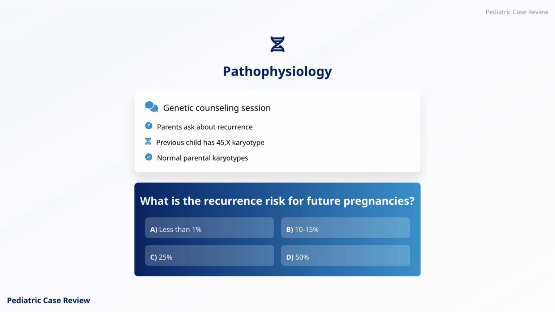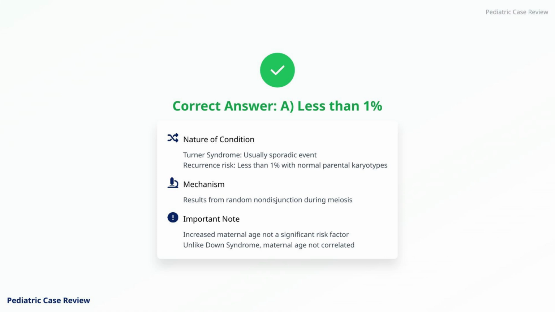During a genetic counseling session, parents ask about recurrence risk. Their previous child has 45X karyotype and parental karyotypes are normal. What is the recurrence risk for future pregnancies? Option A, less than 1%. Option B, 10 to 15%. Option C, 25%. Option D, 50%. The correct answer is A, less than 1%.